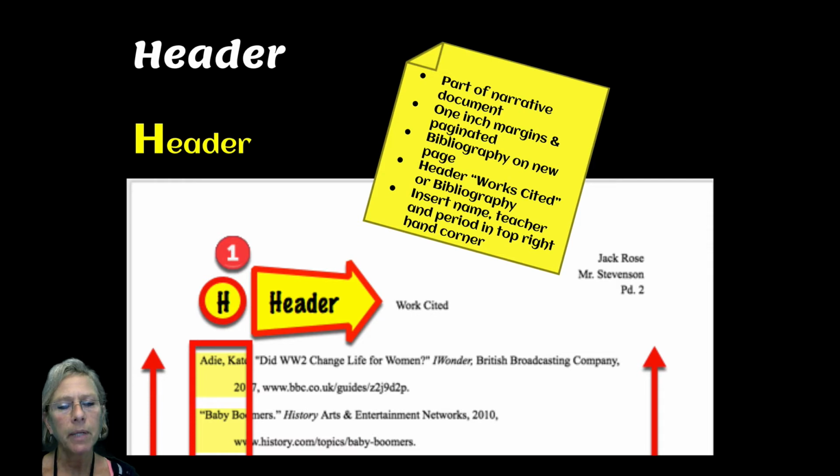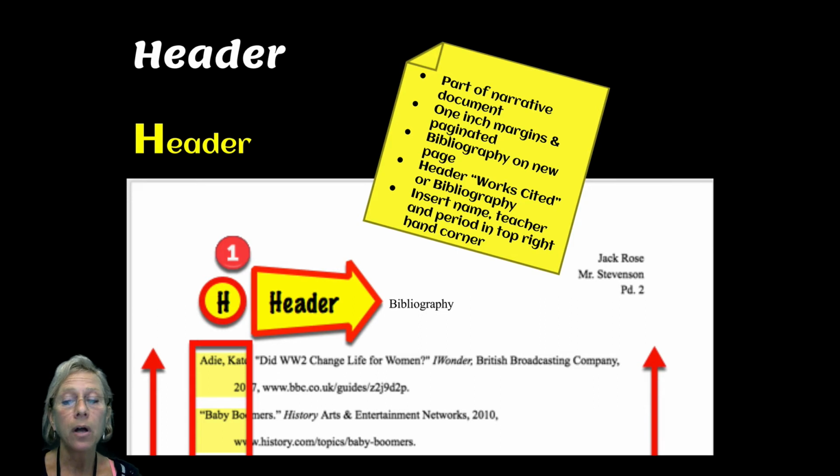The page that the bibliography comes on should be part of the larger document. So whatever essay or narrative you're writing, it should be the last page at the end of it. So start a new page. Your whole document should have 1-inch margins all the way around, top, bottom, sides, and also be paginated. So by the time you get to your bibliography, let's say your paper is pages 1 through 3, and then your bibliography should be page 4.